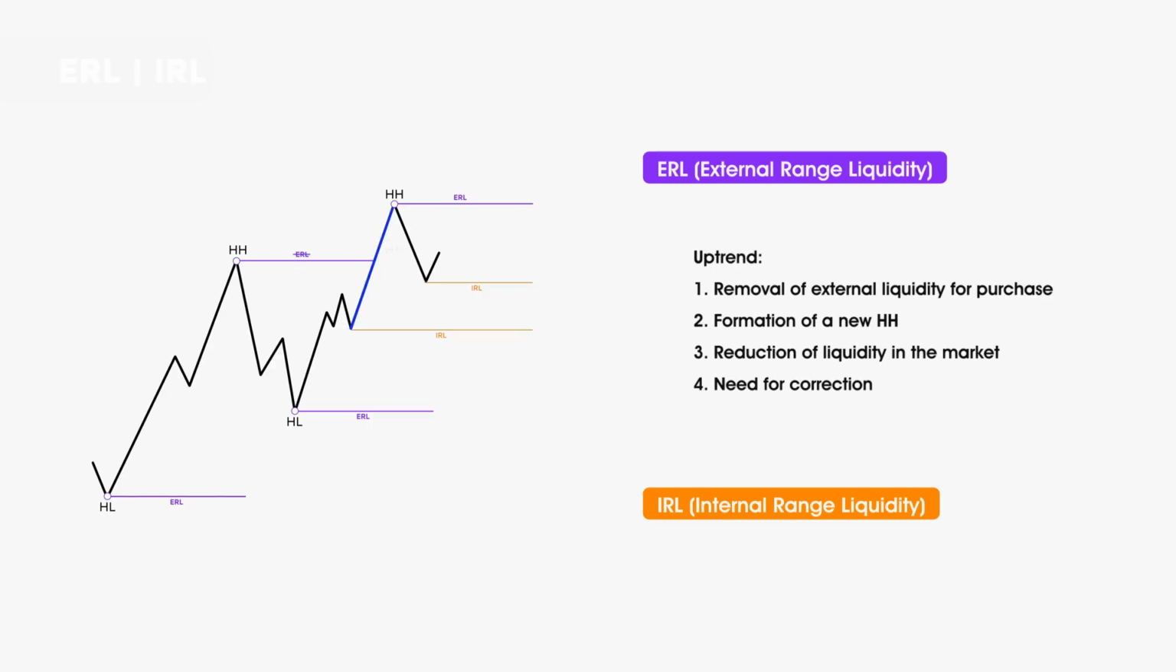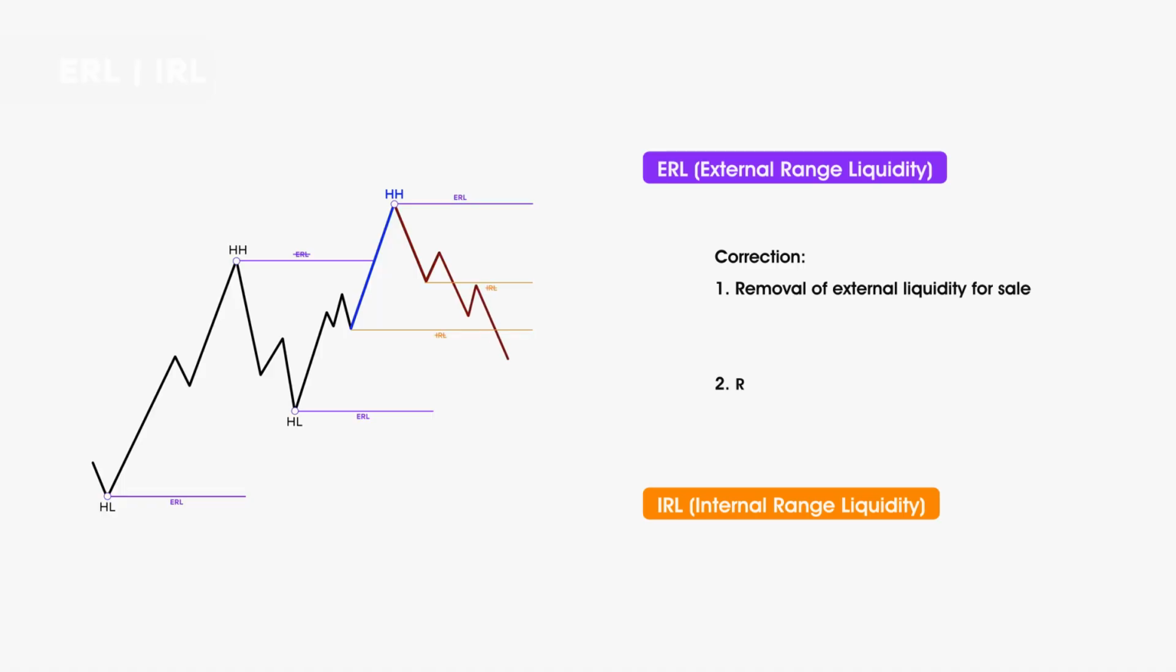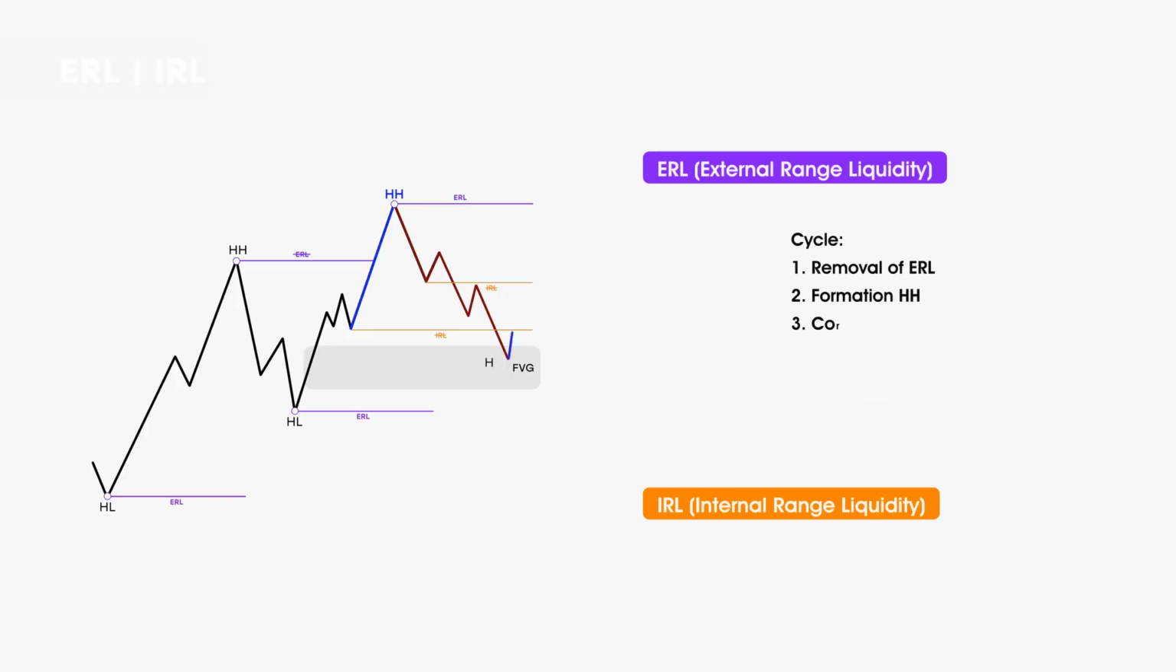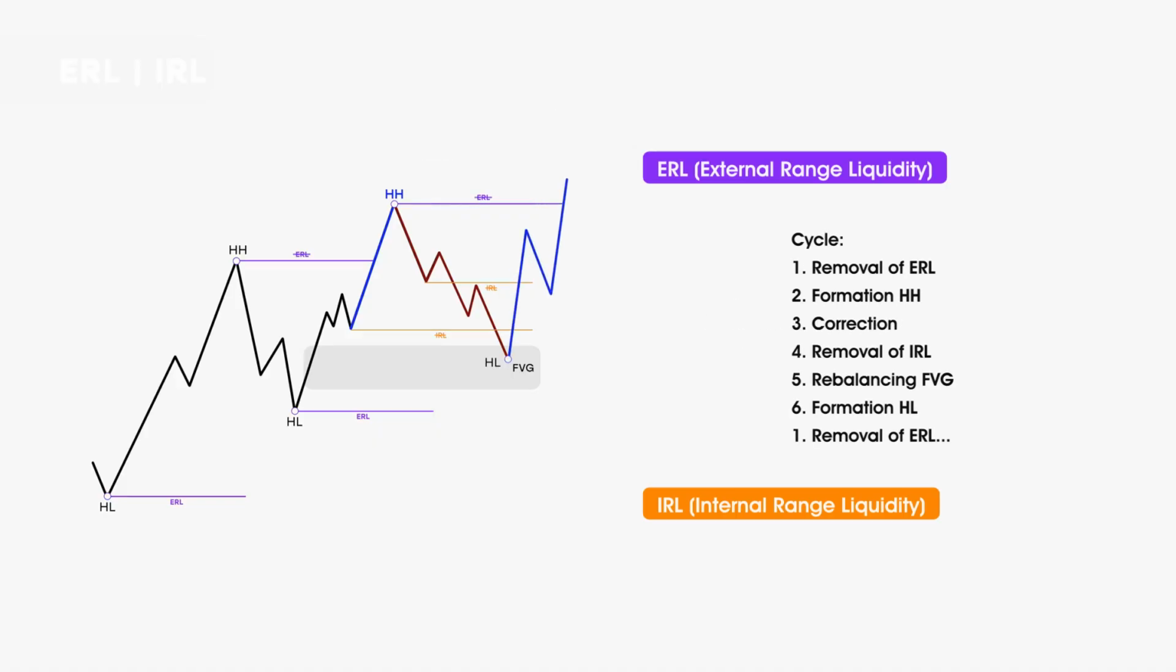The mechanics of an uptrend are quite simple. First, external liquidity related to buys is removed, forming a new high. This reduces the available funds in the market and creates a need for asset redistribution in the opposite direction. During the correction, the market performs two main tasks: removing internal sell liquidity pools and eliminating previous price inefficiencies. These actions encourage traders to open new positions, filling the market with the liquidity needed by major players to continue the initial movement. The cycle concludes with the price moving to a new zone of external liquidity, after which the process repeats. This is a continuous dynamic based on changes in the amount of liquidity in the market.